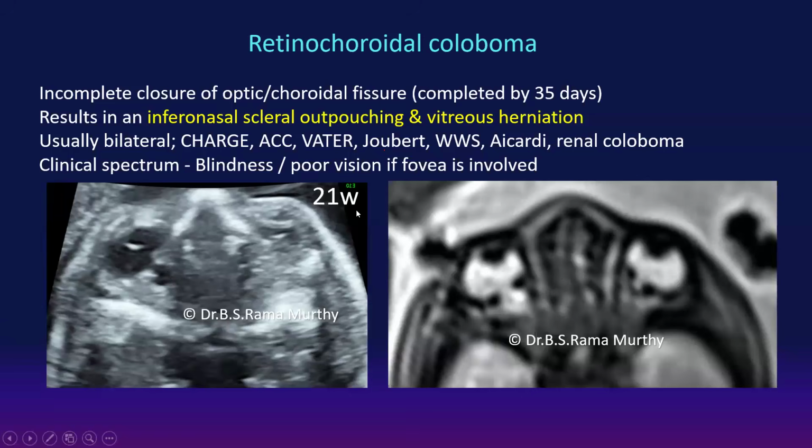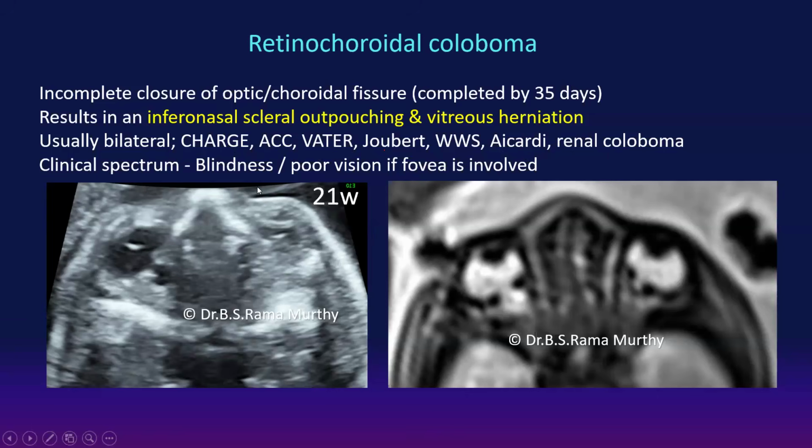So the coloboma results in a nasal scleral outpouching and vitreous herniation. It's usually bilateral, and it can be associated with CHARGE association, agenesis of corpus callosum, VATER or VACTERL associations, Joubert syndrome, Walker-Warburg syndrome again, Aicardi syndrome, renal colobomas, etc.